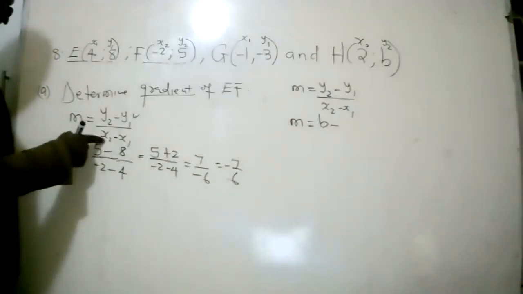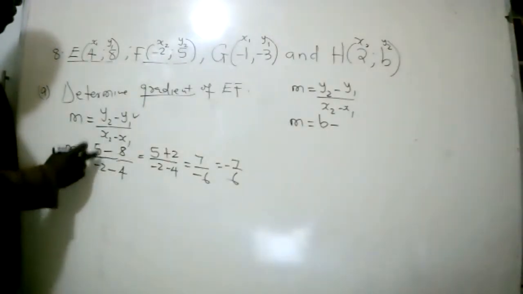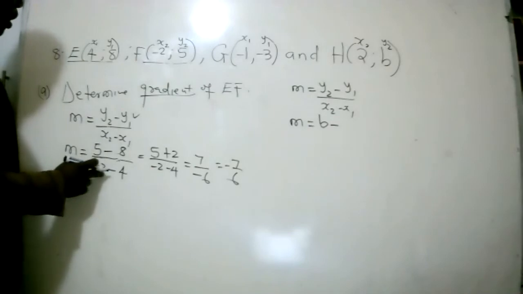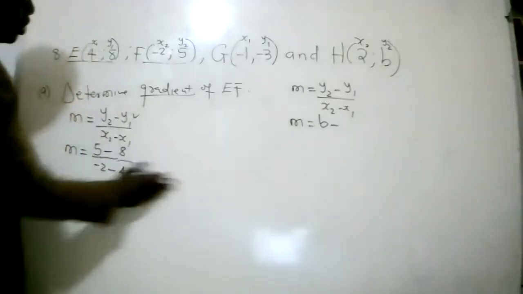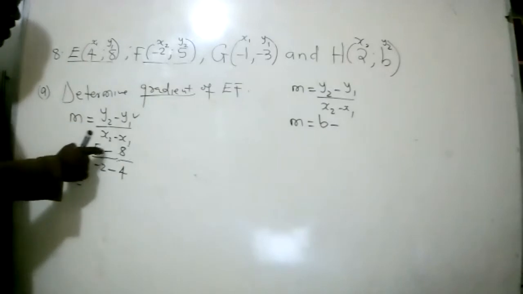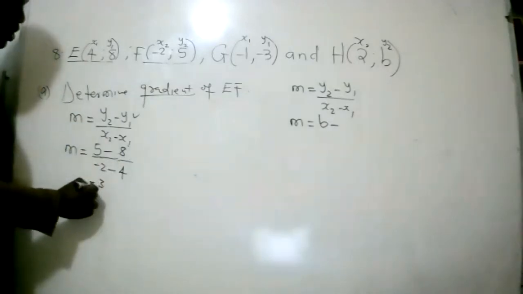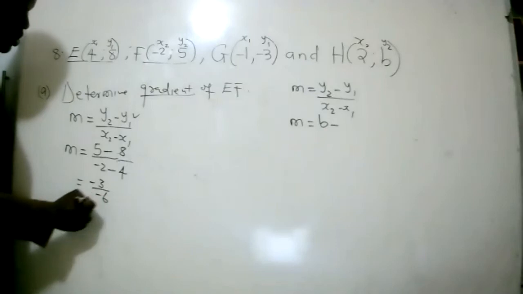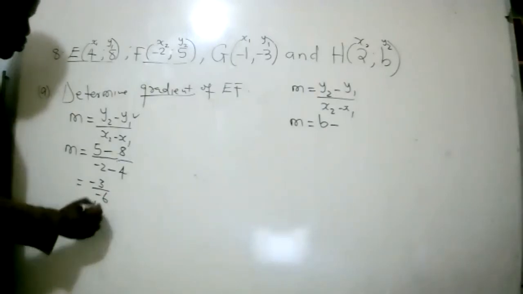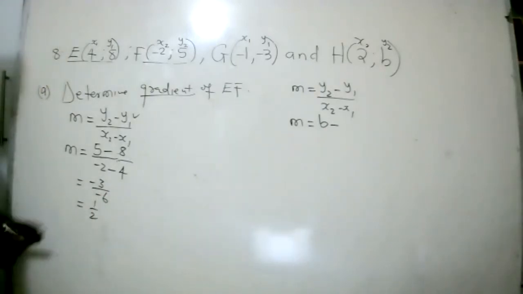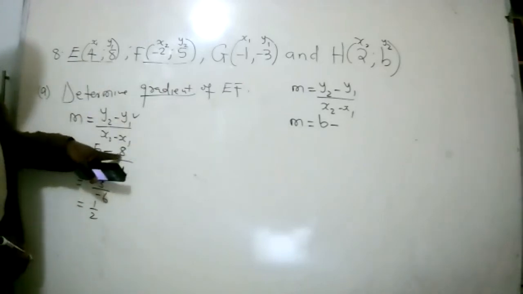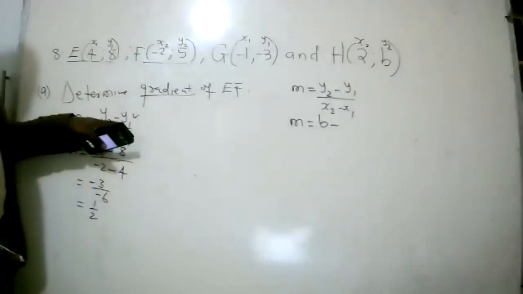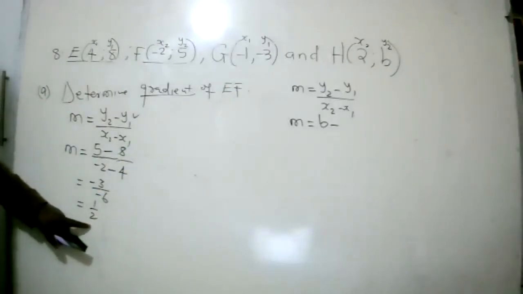And then where we have X2, we substitute negative 2. And where we have X1, we substitute 4. Therefore, that is correct. So let's simplify this. We're going to have 5 minus 8, which is negative 3, all divided by negative 6. So this is 1 over 2. So that would be the answer of this question here. I made a mistake. Instead of substituting 8, I substituted something else on Y1. But I corrected that mistake.